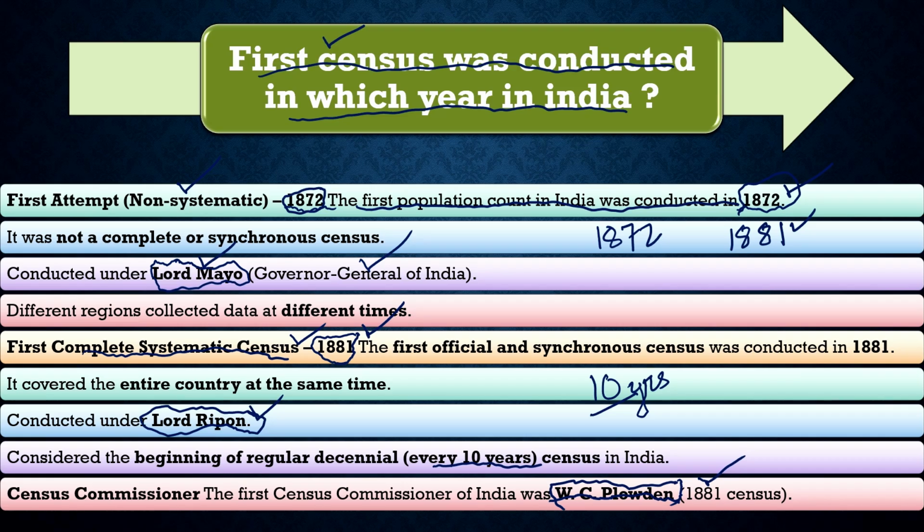And conducted every 10 years. Then Census Commissioner, the first Census Commissioner of India, W.C. Plowden. Hope that you got enough time. So let's move here.